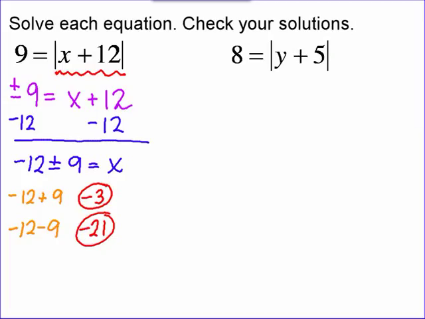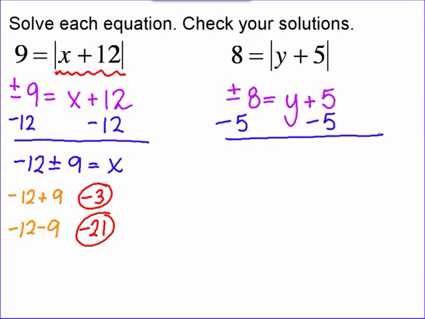Yep. Plus or minus 8 equals y plus 5. Good. What do you do now? Subtract 5. Subtract 5. Very good. So what's my next step going to look like? Negative 5 plus or minus 8 equals y.